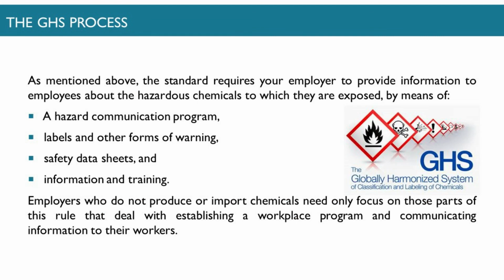As mentioned above, the standard requires your employer to provide information to employees about the hazardous chemicals to which they are exposed, by means of a hazard communication program, labels and other forms of warning, safety data sheets, and information and training. Employers who do not produce or import chemicals need only focus on those parts of this rule that deal with establishing a workplace program and communicating information to their workers.